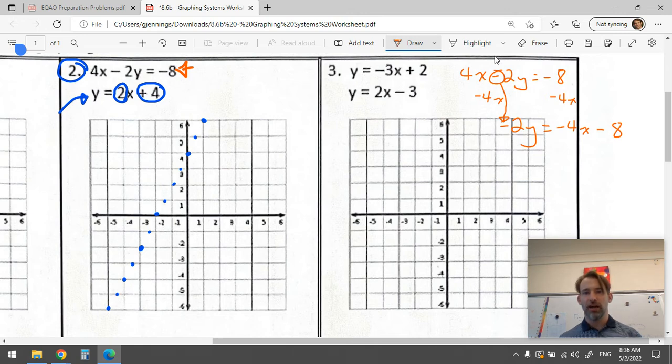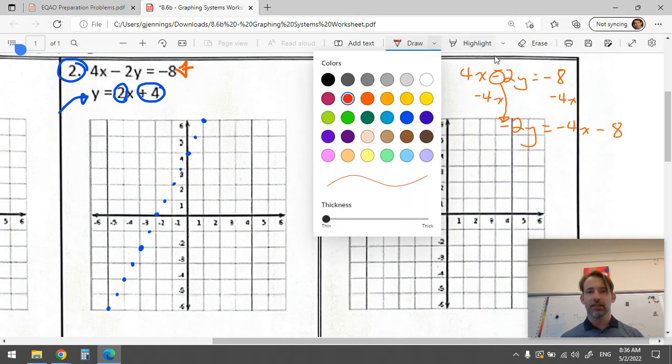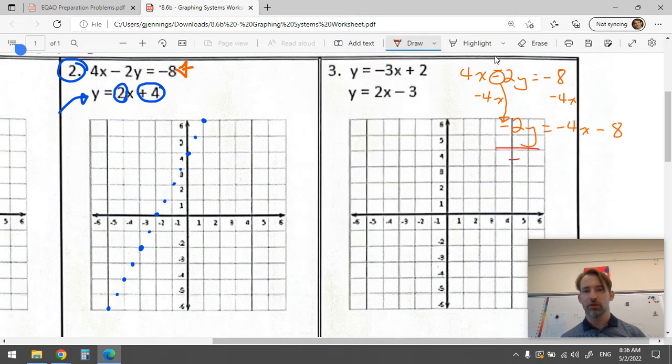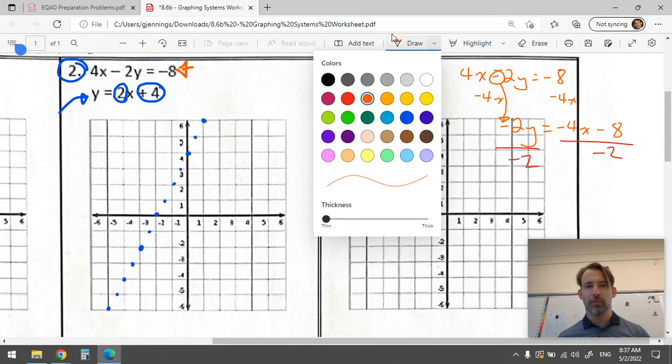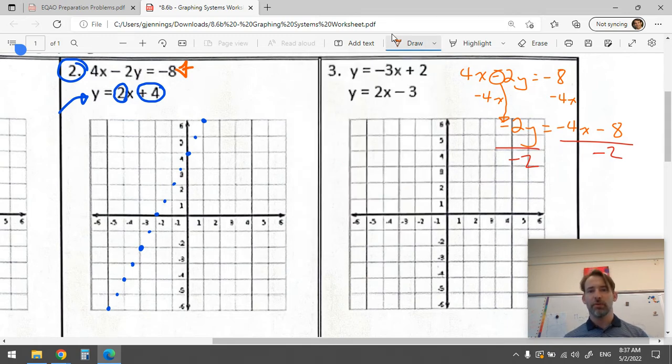And now I divide both sides by negative 2. I want to divide everything on the other side by negative 2. The reason I chose to divide by negative 2 is because here I'm multiplying y by negative 2. Division is still the opposite of multiplication, so that's what I choose to do there. And then I get y is equal to negative 4 divided by negative 2, which is 2x, and then negative 8 divided by negative 2. This one is funny. It's plus 4.